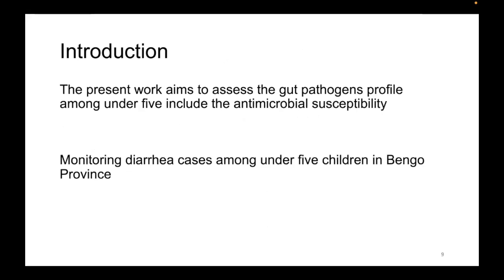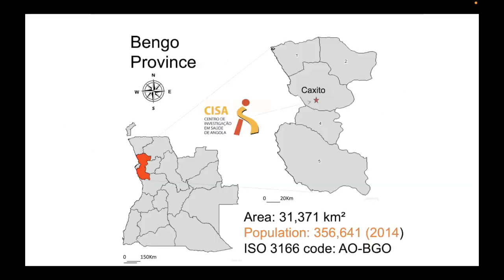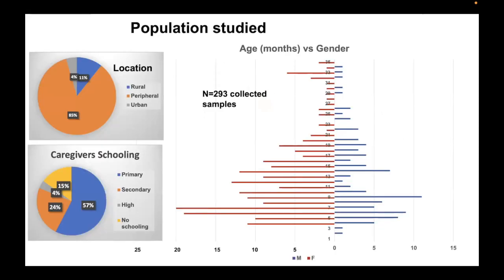So we are located on the Atlantic coast. We are in a small city, namely Caxito, where we have our laboratory facilities and we collect our samples. Our population for study has this composition. So we have until now 2,093 samples.